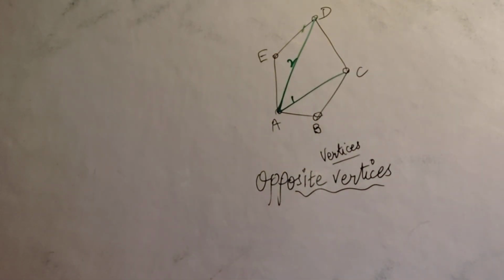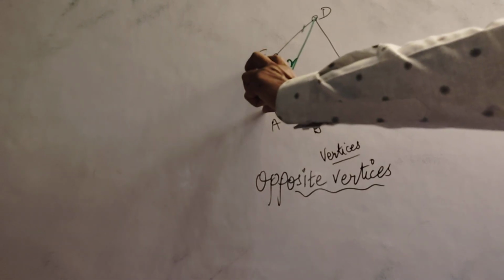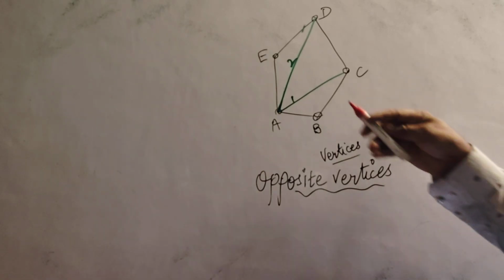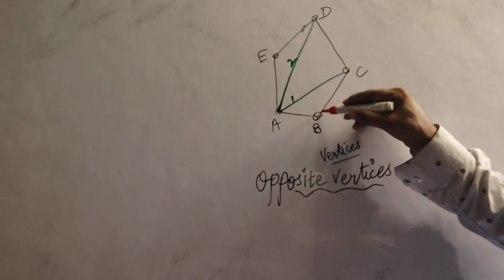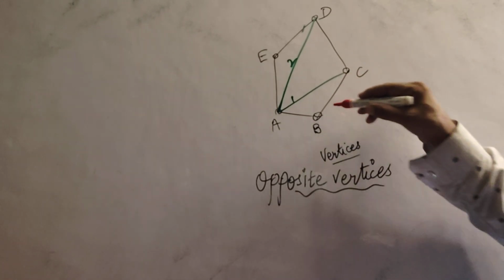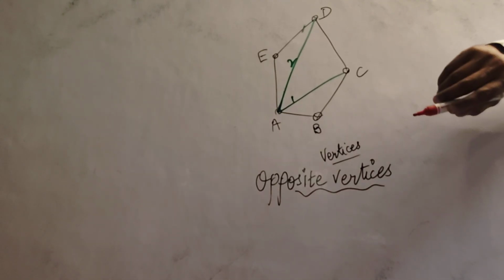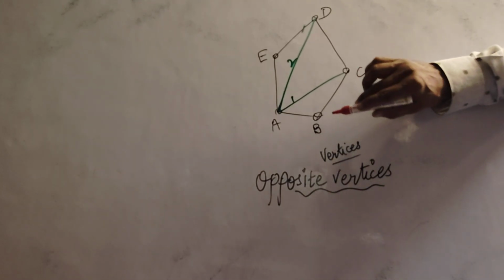Now AE, is it adjacent or opposite? AE is the same line segment, two end points of the same line segment. So it is an adjacent pair, and AE is not a diagonal. Now we start from B. BC, adjacent or opposite? It's adjacent. So it is a side and not a diagonal.